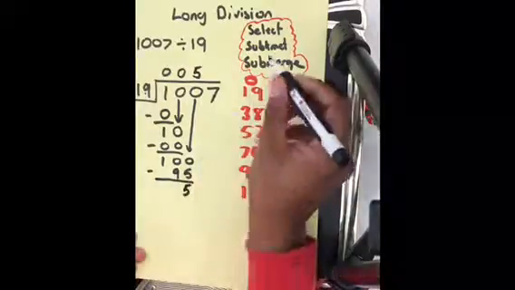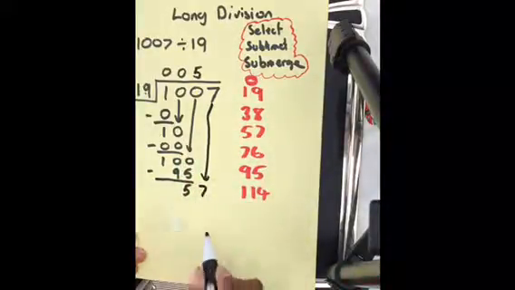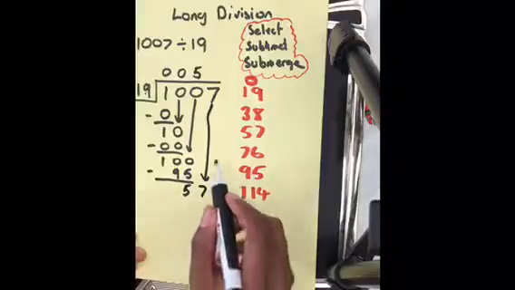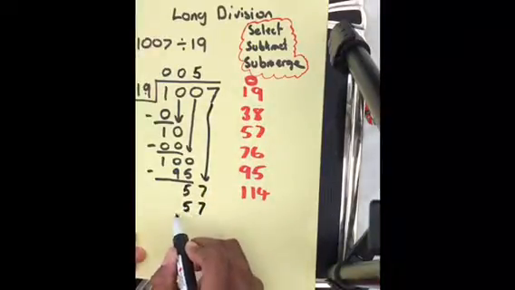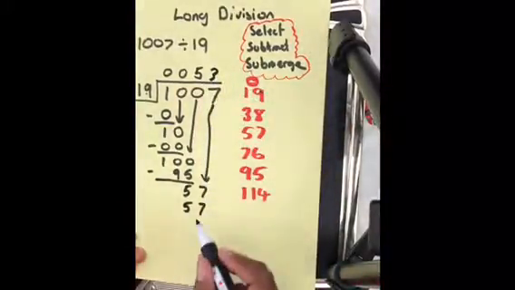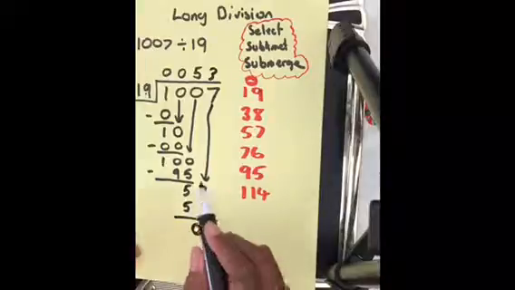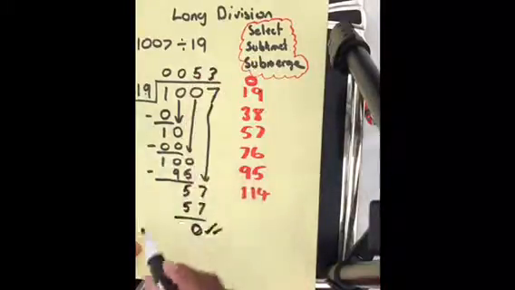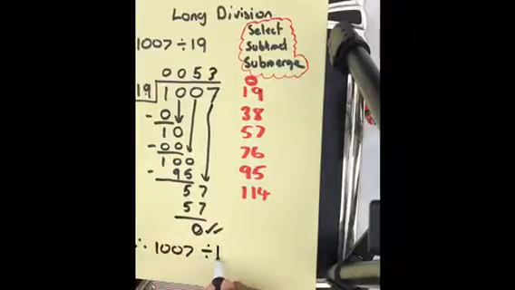After I do my subtraction, what do I do next? Oh, I do a submerge. Submerge my 7 to there, and it ends up with 57. If I select from 57, because it works, that will give me 1, 2, 3 lots of 19. 57 take away 57 is 0. So I've got to the end. And my answer to my question is 53. Therefore, 1007 divided by 19 equals 53.